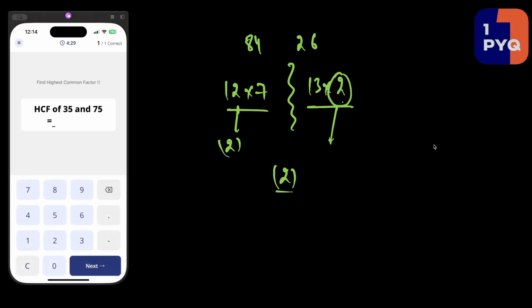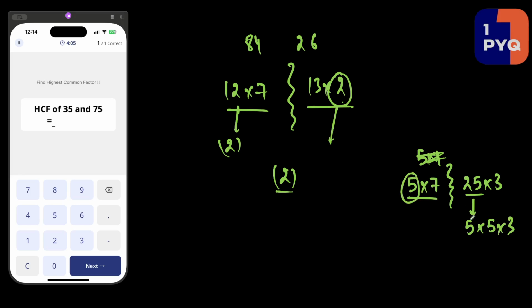Similarly for 35 and 75, 5 into 7, and 25 into 3. So there is a 5 into 5 inside 25. So 5 into 5 into 3 and this is 5 into 7. So the only common factor which is highest possible is 5. So the highest common factor of this is going to be 5.